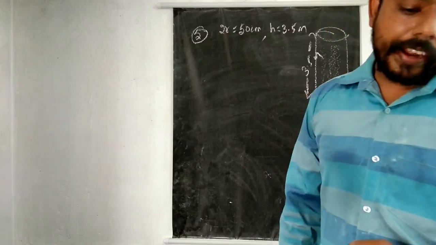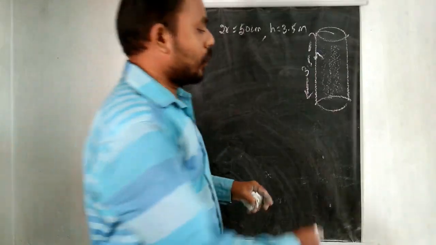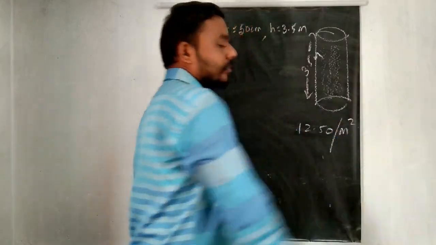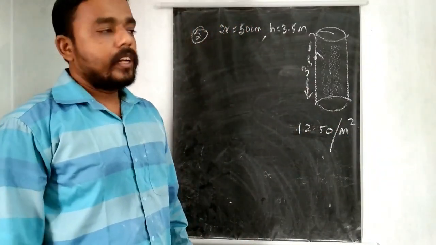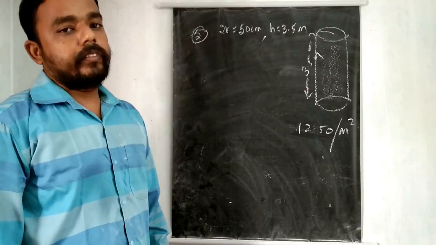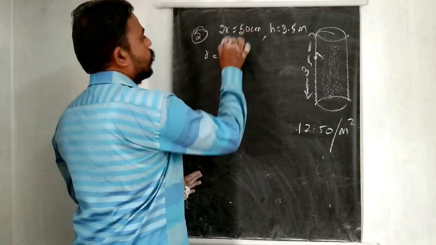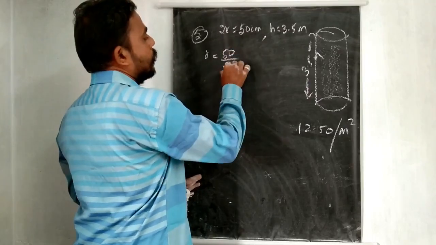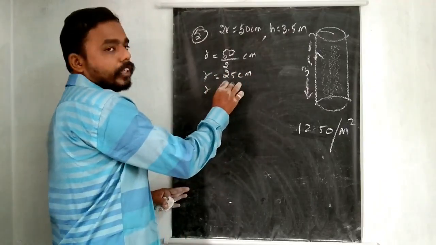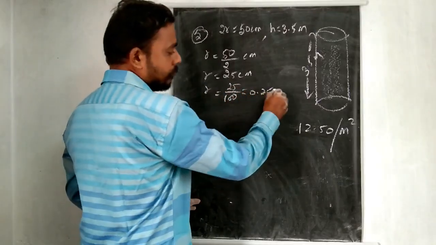Find the cost of painting the curved surface area of the pillar at the rate of 12.50 per meter square. Everything we need to convert into meter. So we need to find the curved surface area and finally multiply by 12.5. This is the total cost, but we need to convert into meter. So r equal to 50 divided by 2 centimeter equal to 25 centimeter. But we need to convert into meter. So 25 divided by 100 equal to 0.25 meter.